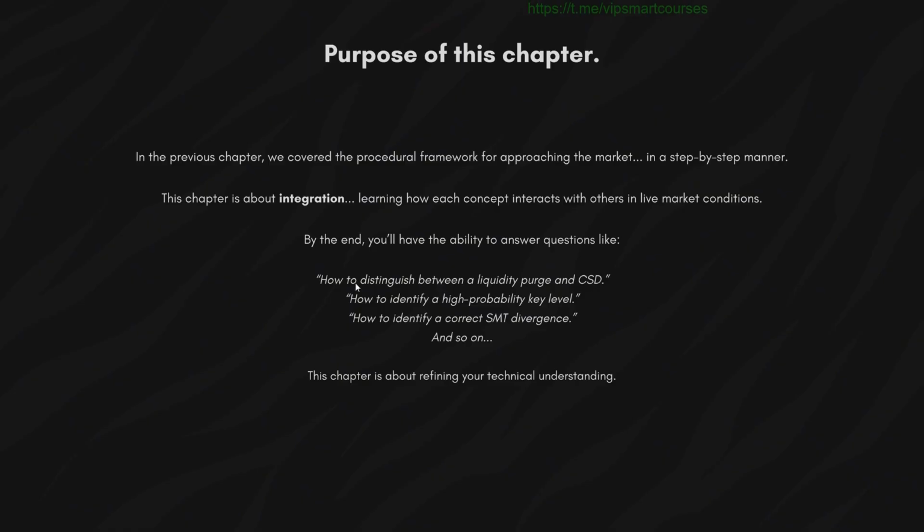Okay, and by the time you are done with this chapter, you should be able to answer questions like how to tell the difference between a regular liquidity purge and a proper CSD, how to identify a high probability key level, how to identify a correct SMT divergence or how to confirm it, and so on. Along with this, we'll have many other things too, but you get the idea. That's the goal here. This chapter is basically about refining your technical understanding. Okay, now let's get into the chapter.